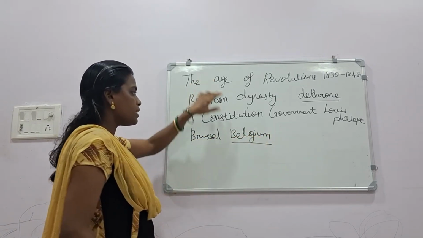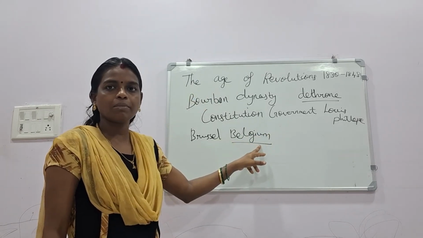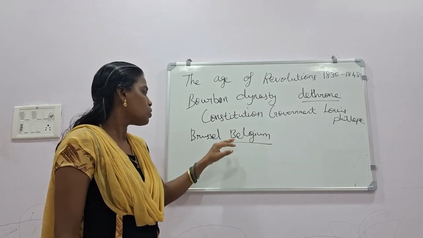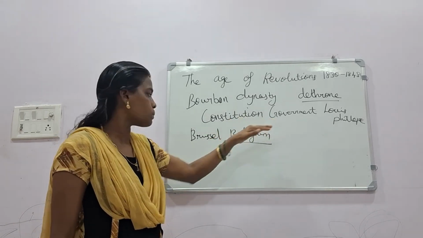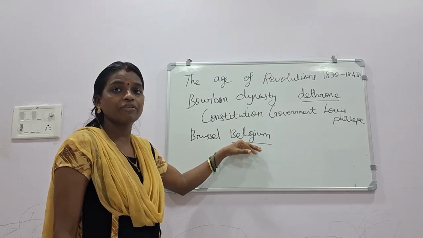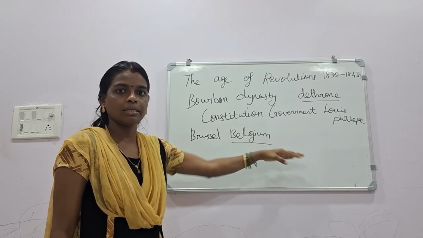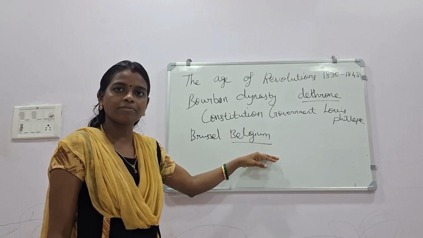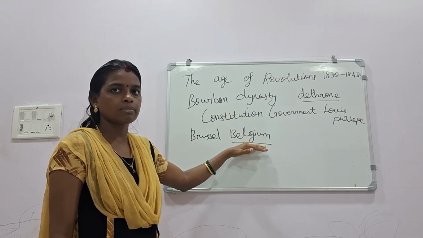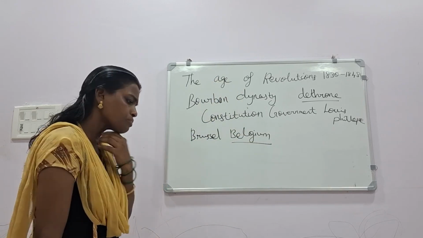So under this period, Belgium was under the control of Netherlands. When nationalism and liberalism was there, they wanted to get independent from the hands of the Netherlands. So this nationalism and liberalism spread to the places of Brazil and Belgium. Belgium demanded the freedom from Netherlands and they got it. They removed themselves from the hands of the Netherlands. So this was what happened at the time of the age of revolution.